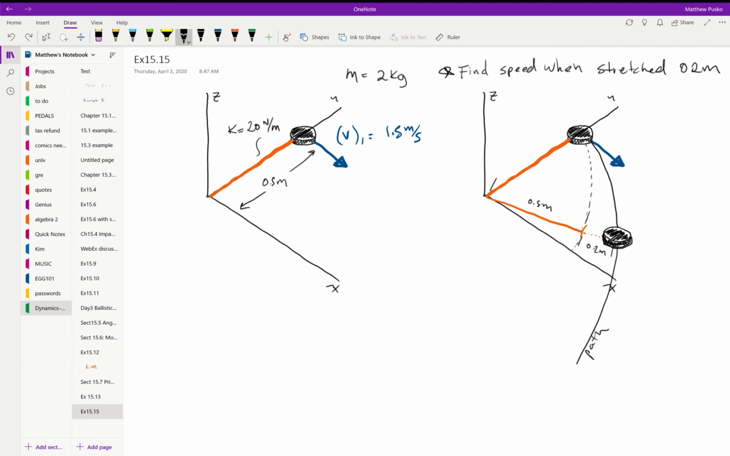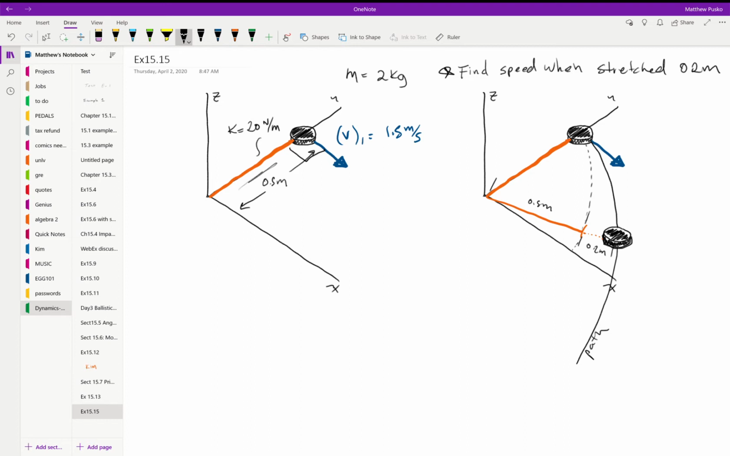Okay, it gives us the fact that it has some initial velocity, and that velocity is perpendicular to this 0.5 meters in the y direction that they give us right here. Okay, what else we got? Determine the rate at which the cord is being stretched by the disk whenever the cord gets stretched 0.2.